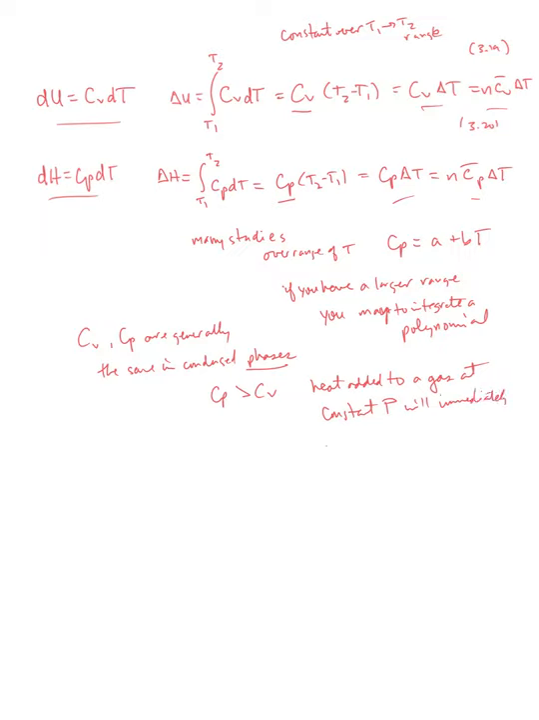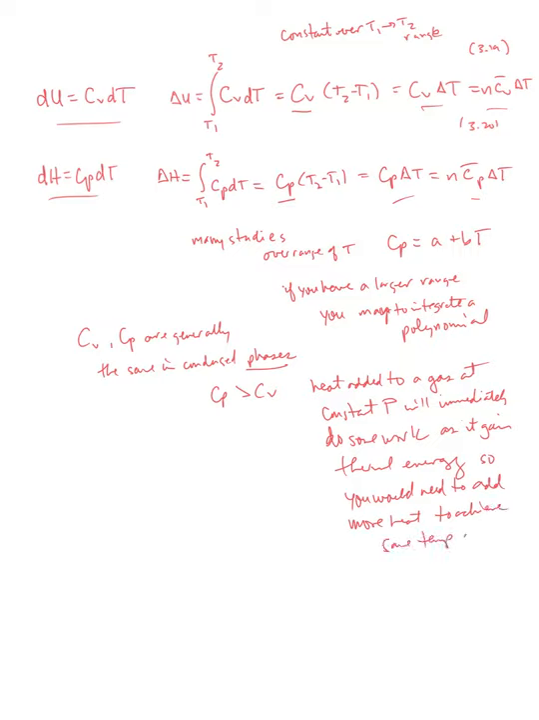Heat added to a gas at constant pressure will immediately do some work as it gains thermal energy. So therefore, you need to add even more heat to achieve the same temperature. More heat to achieve the same temp as the constant volume case.